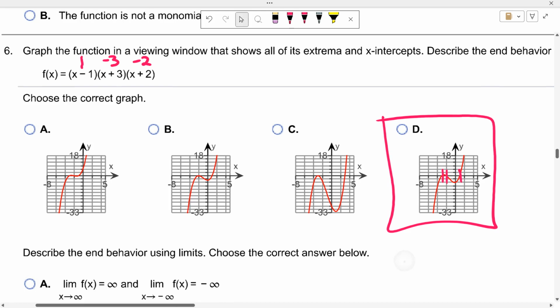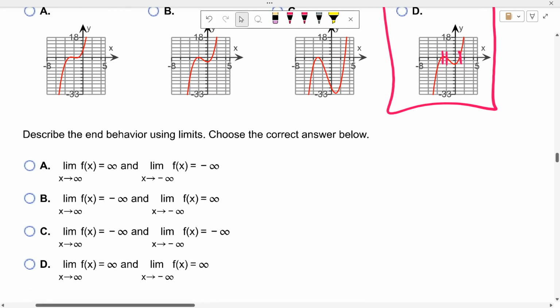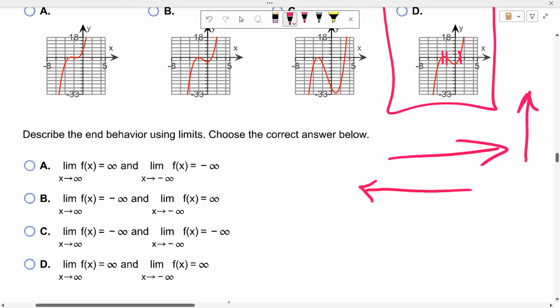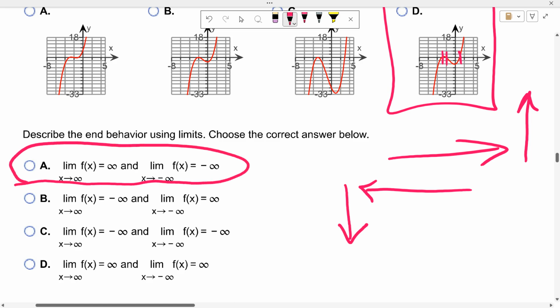Okay, so as it's going to the right forever, as it's going towards infinity, where is it going? Up. As it's going towards negative infinity, where is it going? Down. It's going towards infinity, up. It's going toward negative infinity, down. Choice A.